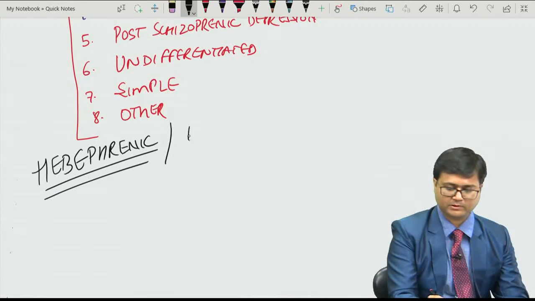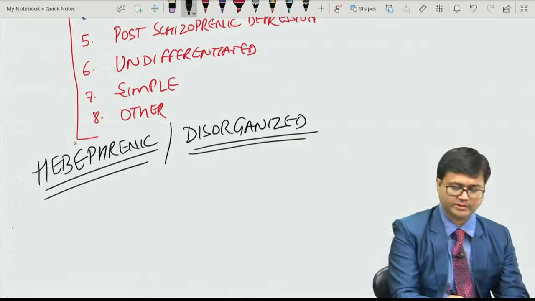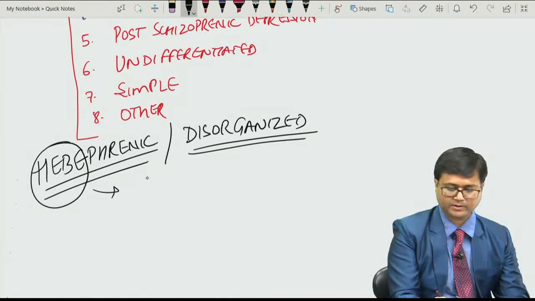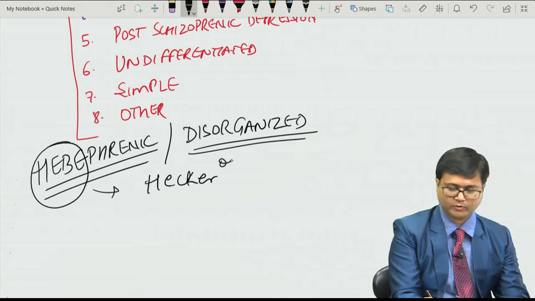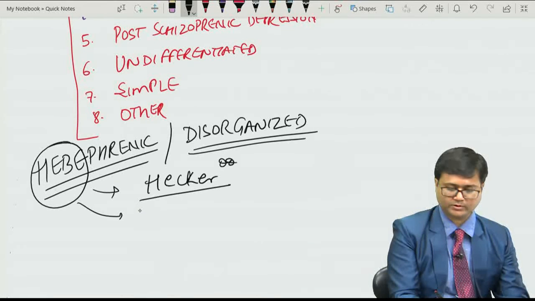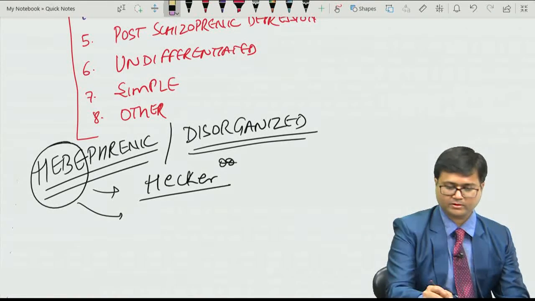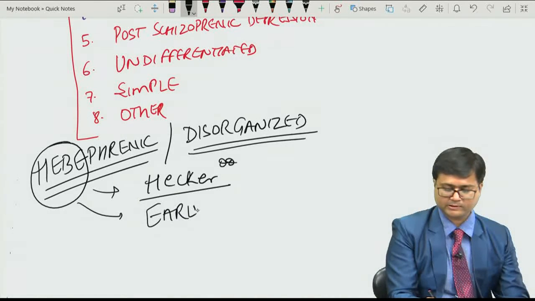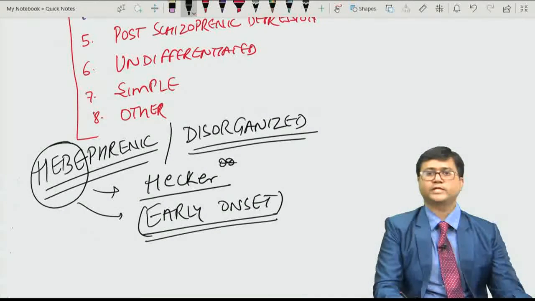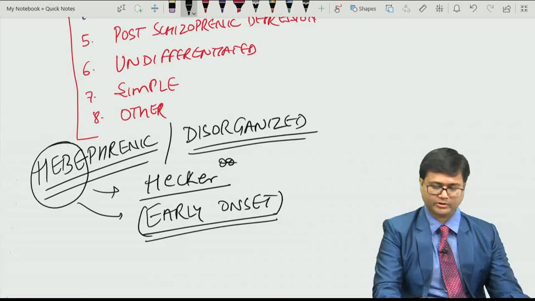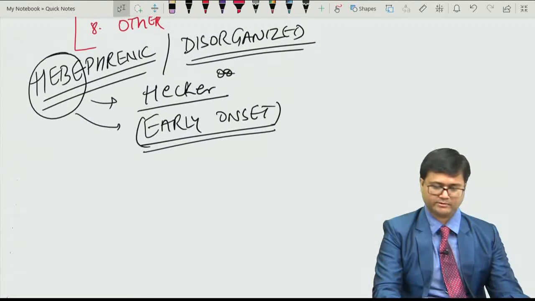Hebephrenic or disorganized. Now the word hebe was given by Hecker, important, on the Greek goddess of youth, that is Hebe. So it was seen that this is schizophrenia of early onset, being derived from the Greek goddess Hebe, which is goddess of youth. So it's an early onset schizophrenia.